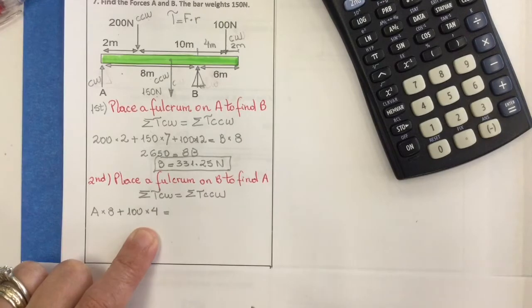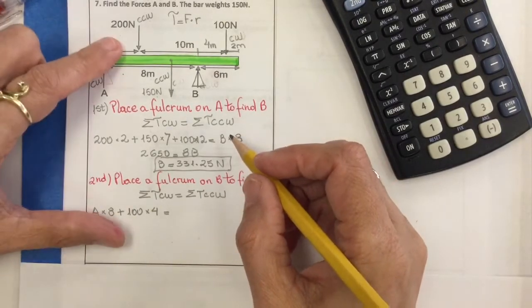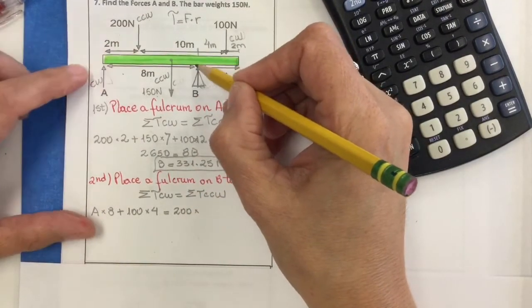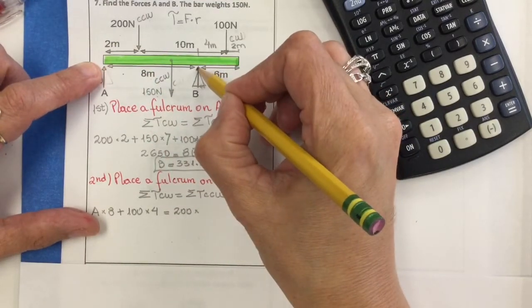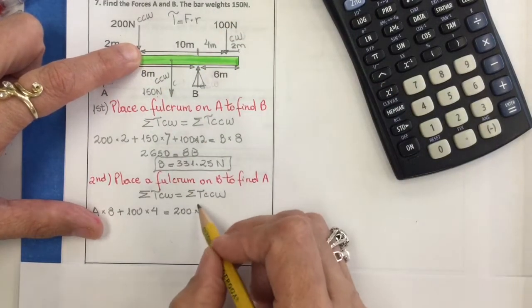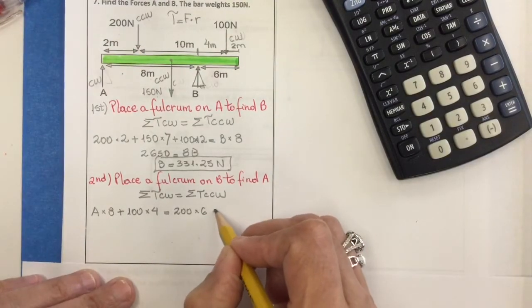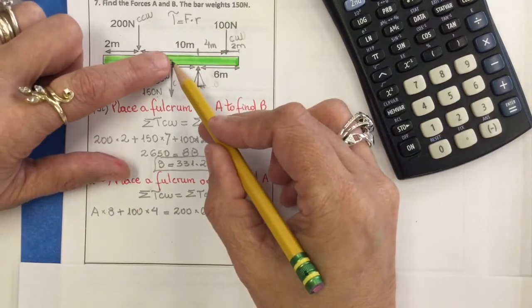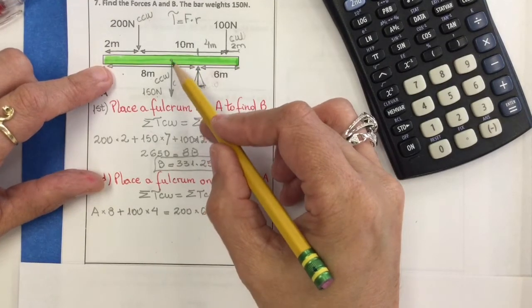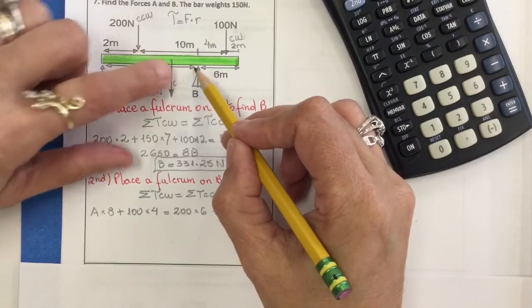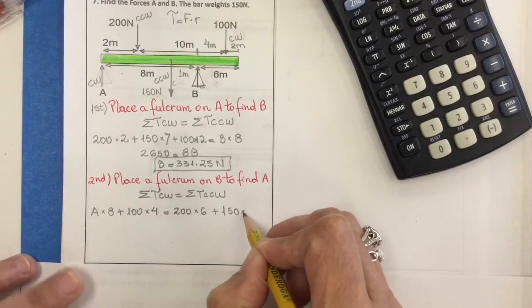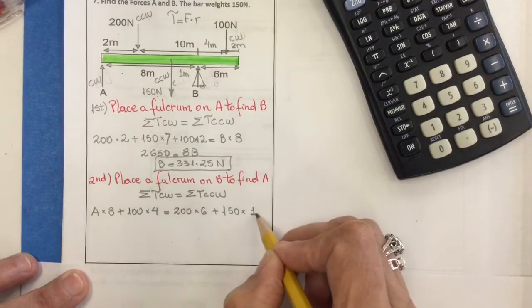That's equal to counterclockwise, where we have 200 times the distance to the fulcrum. One more time, you need to think a little bit. We know from here to here is 8, and this portion is 2, therefore this is 6. So 200 times 6, plus 150 and the distance to the fulcrum. We know that this vector is placed at 7 and the distance from here to here is 8, so this portion is 1 meter. So that will be 150 times the distance where this force is applied to the fulcrum, which is 1.